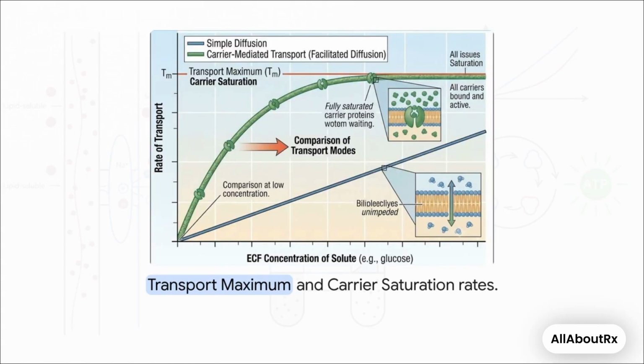Comparing facilitated diffusion to simple diffusion, look at the green line for carrier-mediated transport. Because of that rule of saturation we just talked about, the rate of transport eventually plateaus. This plateau is called the transport maximum, or TM. Once all the carrier proteins are fully occupied, the system is maxed out, and the rate just cannot go any faster, unlike simple diffusion, which just keeps climbing linearly.